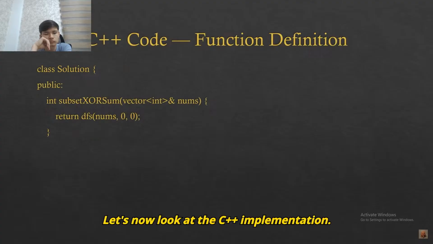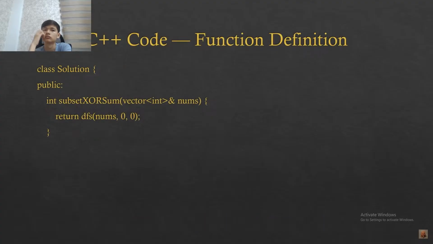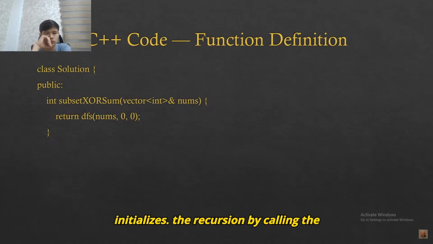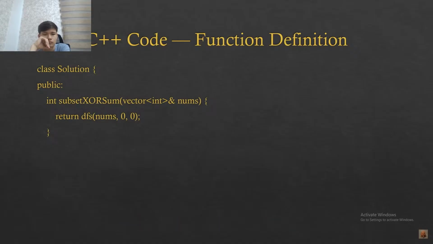Let's now look at the C++ implementation. The subset XOR sum function serves as the entry point and initializes the recursion by calling the DFS function with the array, starting index 0, and an initial XOR value of 0.